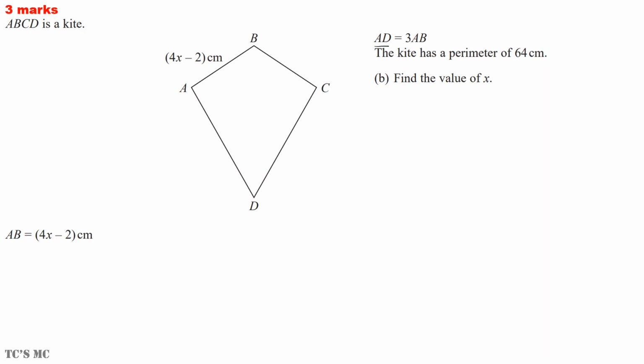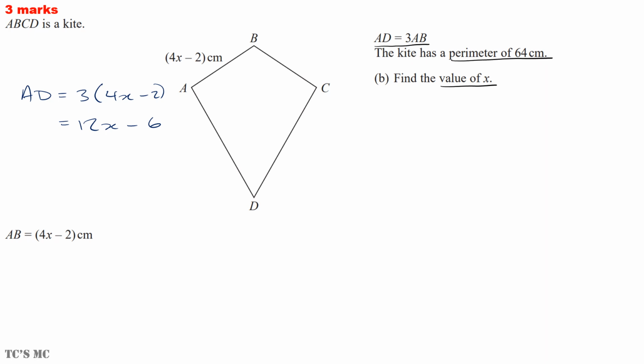AD is equal to 3AB. The kite has a perimeter of 64 centimeters. Find the value of x. To start with, we need to work out AD. That is 3 lots of 4x subtract 2, and that gives us 12x subtract 6. Now we can create an equation.